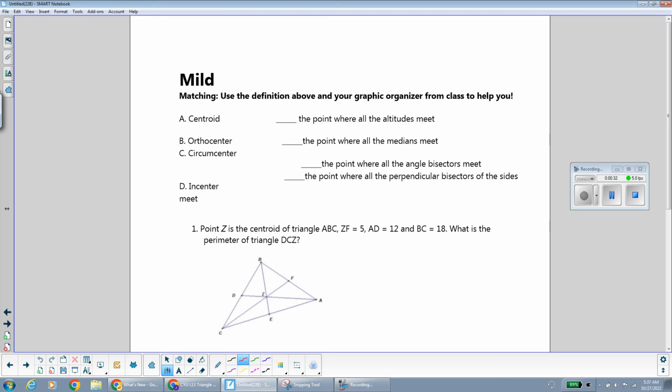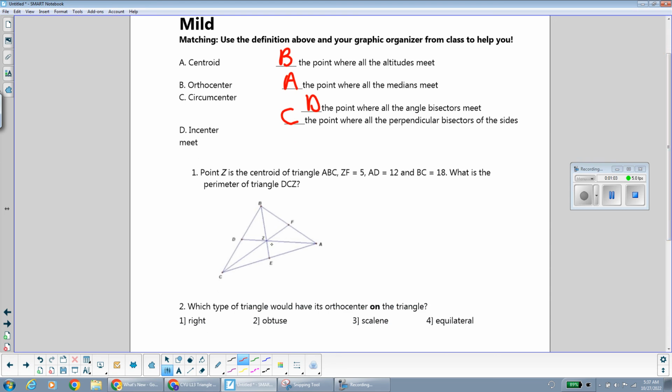So the point where all the altitudes meet, if you refer back to slide 1 or your graphic organizer from class, that would be the orthocenter. So that is B. The point where all the medians meet, that is the centroid. The point where all the angle bisectors meet, that is the incenter. And the point where all the perpendicular bisectors meet, that is the circumcenter.